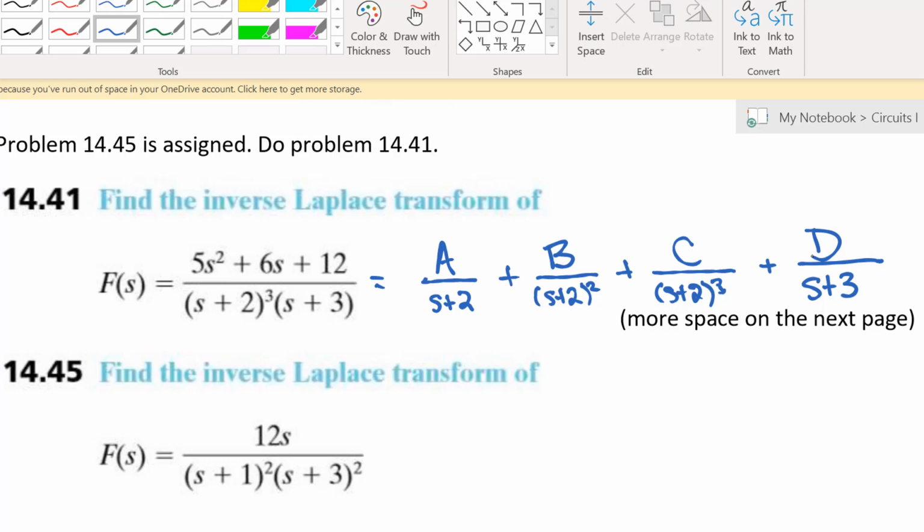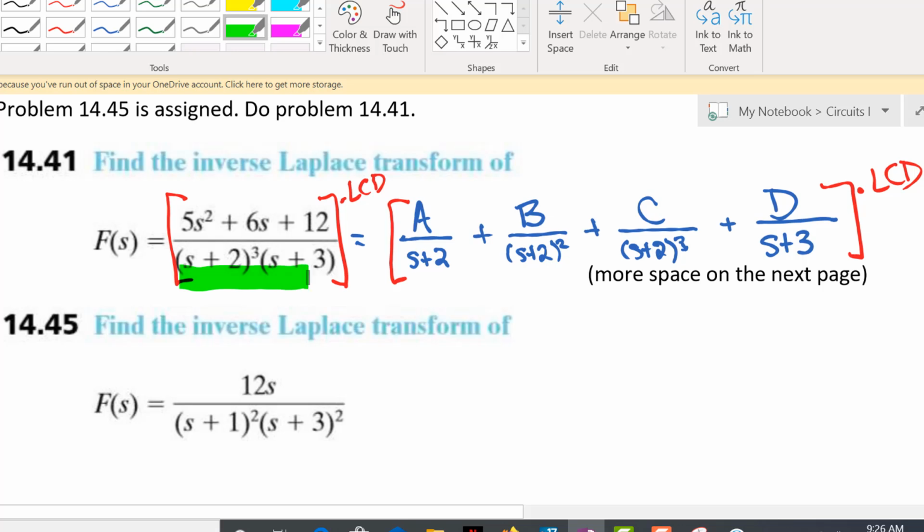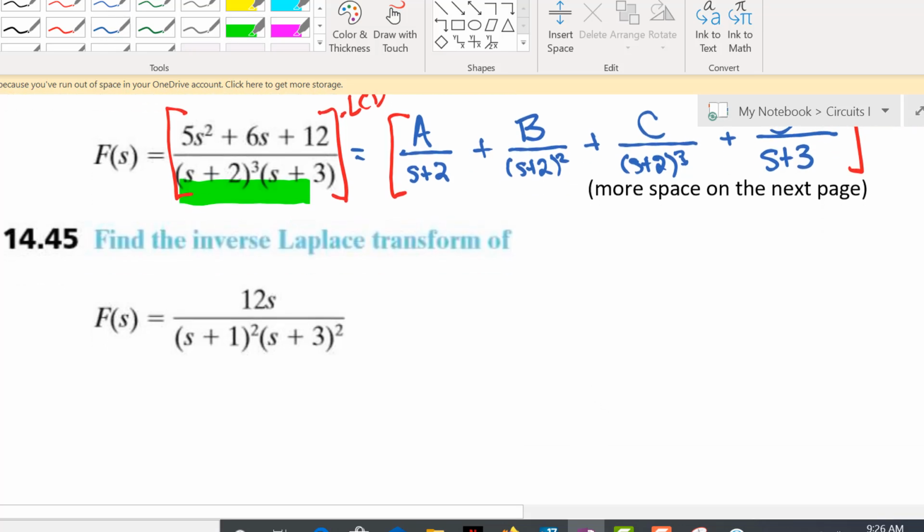Okay, so then I would multiply both sides by the LCD. And the LCD is just the denominator on the left-hand side. So this right here, this is the LCD, right? So on the left-hand side, I'll just be left with the numerator. So I get 5s squared plus 6s plus 12.